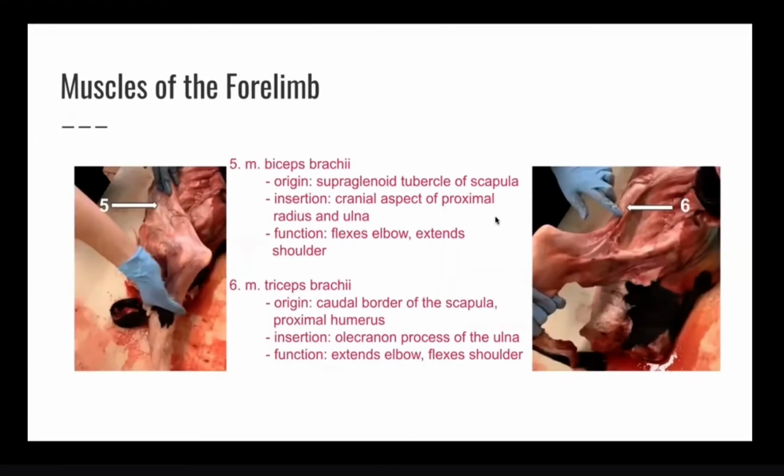The biceps brachii originates from the supraglenoid tubercle of the scapula and inserts into the cranial aspect of the proximal radius and ulna. It flexes the elbow and extends the shoulder. The triceps brachii originates from the caudal border of the scapula and proximal humerus. It inserts into the olecranon process of the ulna and helps to extend the elbow and flex the shoulder. Since the biceps brachii and triceps brachii perform opposite actions, they are known as antagonistic muscles.